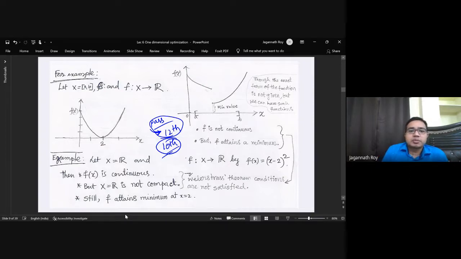So in simple words, it can be understood in this way. There are some conditions which are sufficient. There are conditions which are necessary.